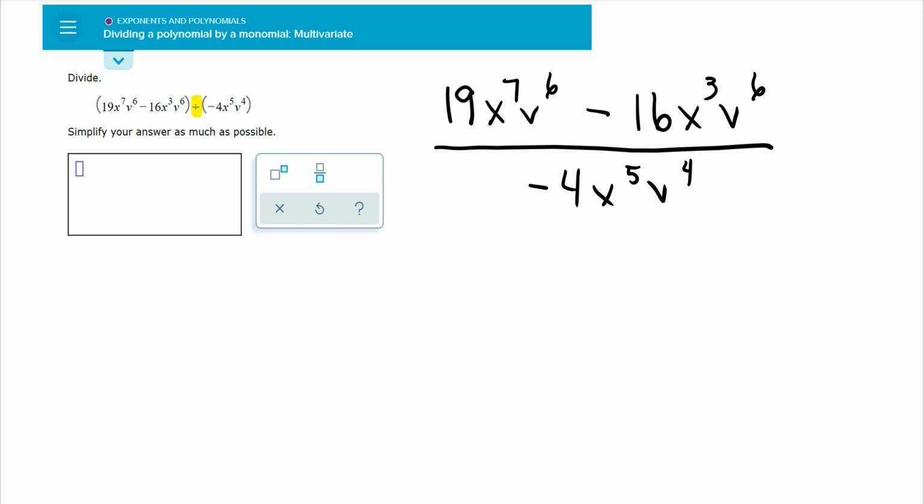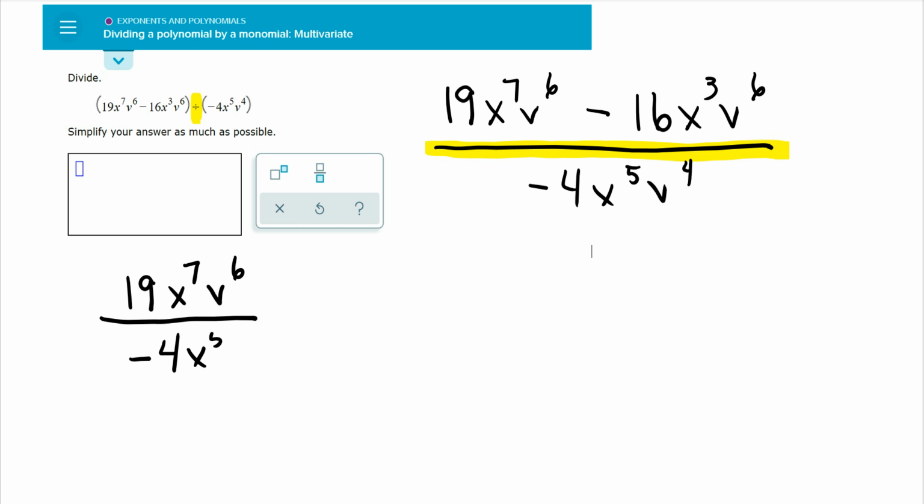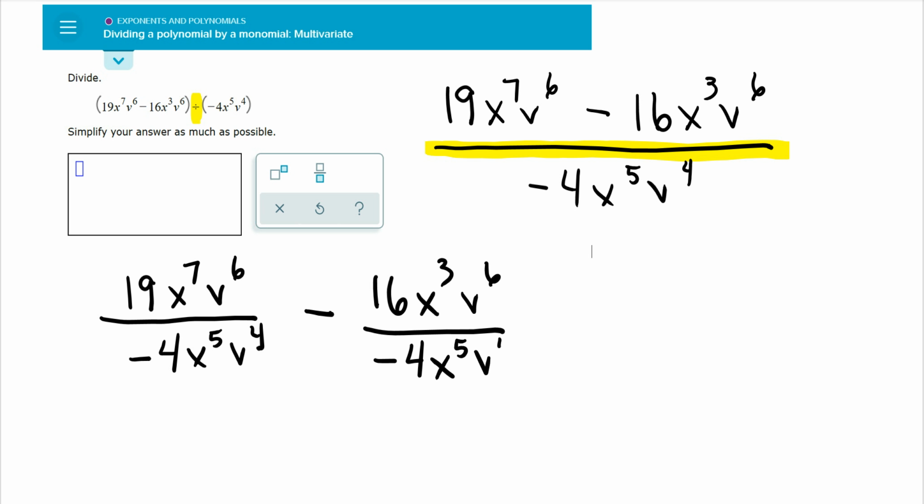All right, because this division sign that I highlighted in yellow is the same thing as dividing it like that with a fractional line. Now, what you're going to do is literally distribute the division. You're going to take the 19x^7 v^6, and that is going to get divided by the negative 4x^5 v^4, minus the 16x^3 v^6 will also get divided by the negative 4x^5 v^4.